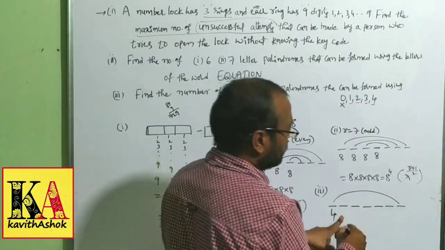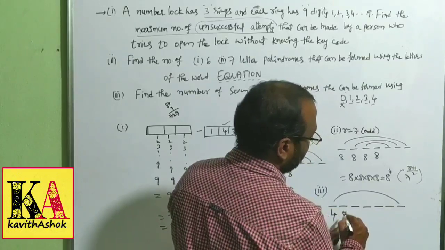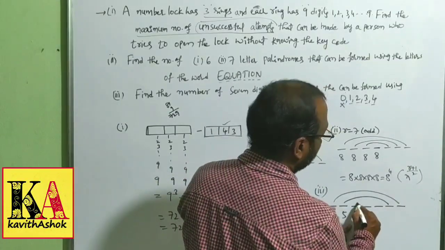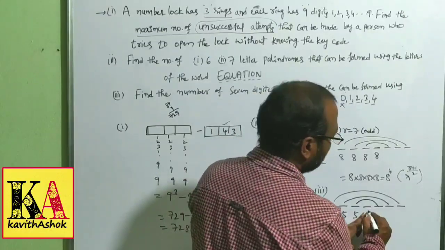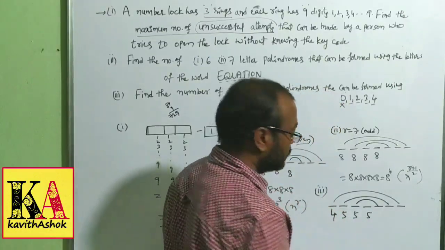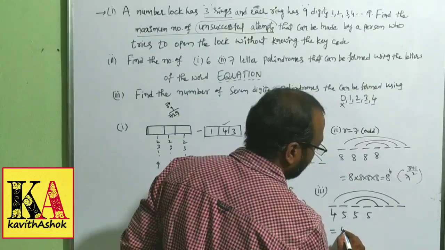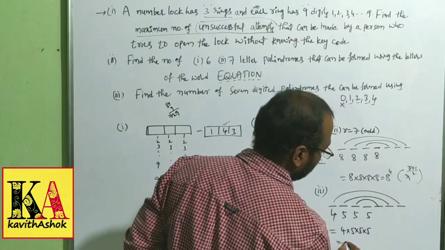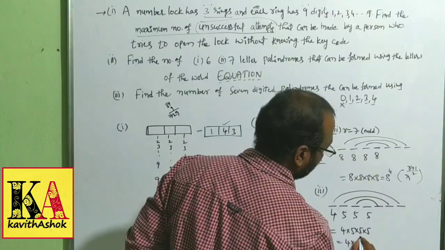So 0 can be filled here. That's why we have 5 choices. Then automatically this will be filled. For this also 5 choices. Automatically this will be filled. And for this also 5 choices are there. So how much here? 4 into 5 into 5 into 5. This is nothing but 4 into 5 cubed.